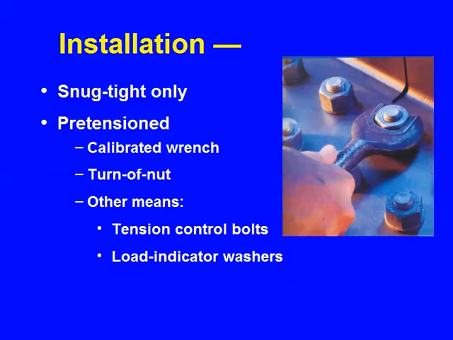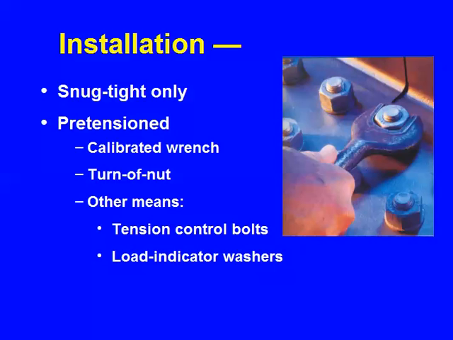The possibilities for us are that the bolts are snug tight only, I'll explain what I mean, or they're pre-tensioned, and we can pre-tension using a system called calibrated wrench, or by turn of nut, lots to come, or by other means. And these other means, while not as common, are in standard use, and they're valid. And we'll look at tension control bolts and the use of load indicating washers.